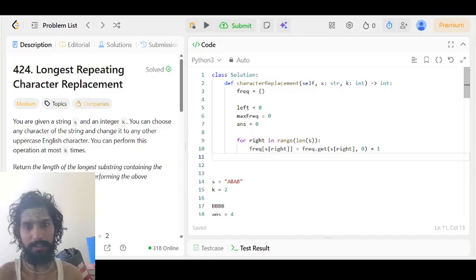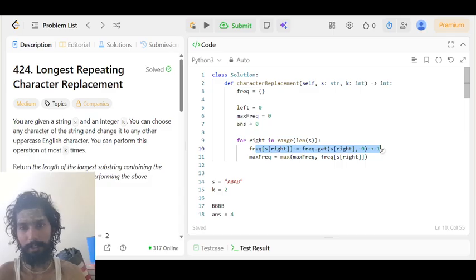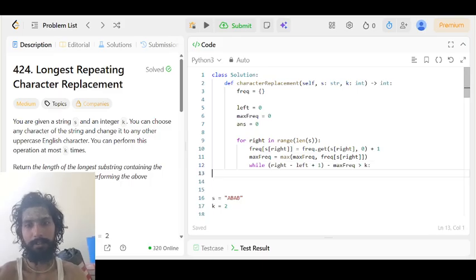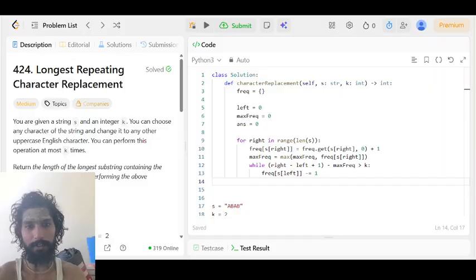Then max frequency. In case you have any difficulty in understanding this line, please mention it in comments. Then max frequency equals max of max frequency and the frequency of s[right]. Then we run a while loop where we check whether window size minus max frequency is greater than k or not. If it is, we decrease the frequency of the leftmost character and increase left by 1.